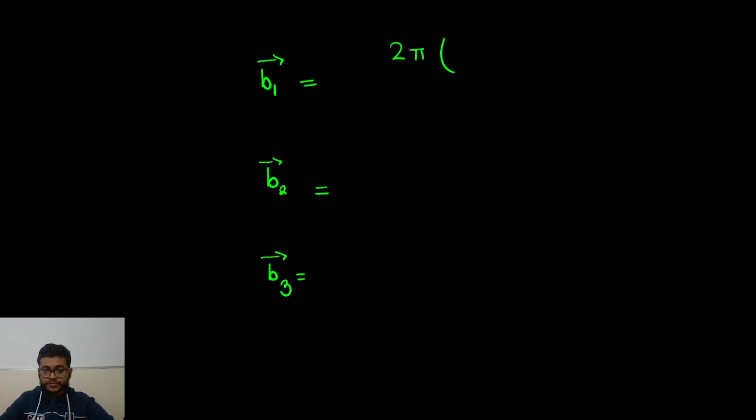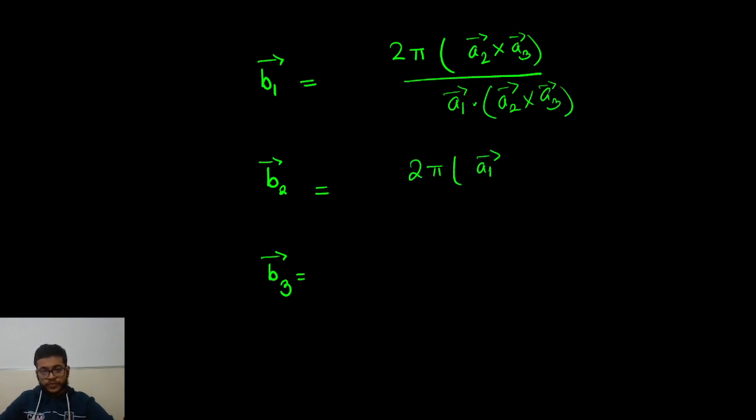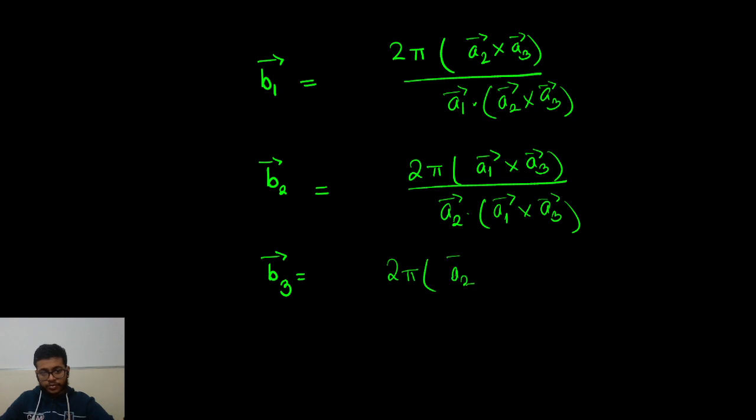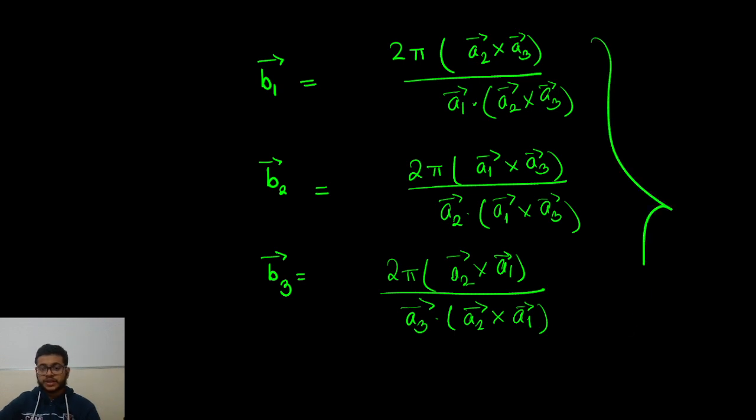So B1 is 2 pi A2 cross A3 divided by A1 dot A2 cross A3, B2 is 2 pi A1 cross A3 divided by A2 dot A1 cross A3, and B3 is 2 pi A2 cross A1 divided by A3 dot A2 cross A1. Okay, so these are the primitive lattice vectors of the reciprocal space.